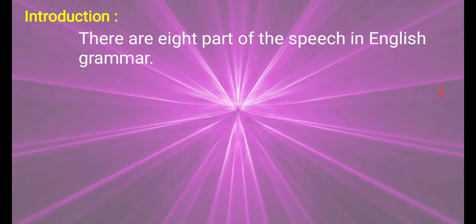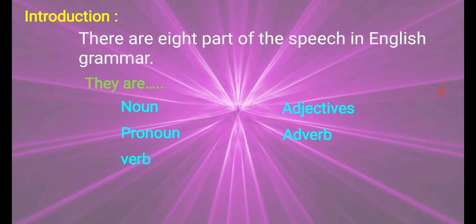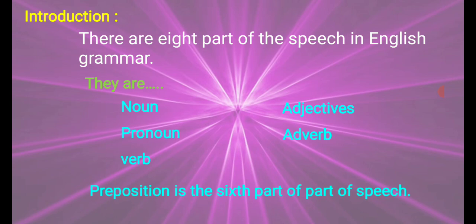As we know, there are 8 parts of speech in English grammar. Do you know which they are? Among these 8 parts, we already learned about 5 parts of speech. They are noun, adjective, pronoun, adverb, verb, etc. And what is the 6th part of speech? It is the preposition. So we can say that preposition is the 6th part of speech.